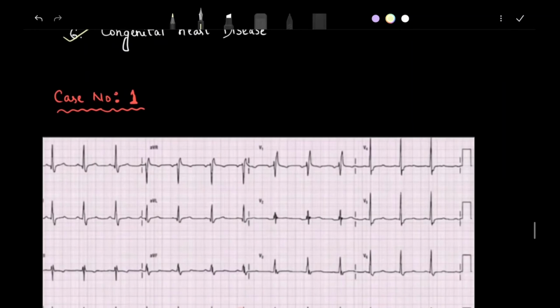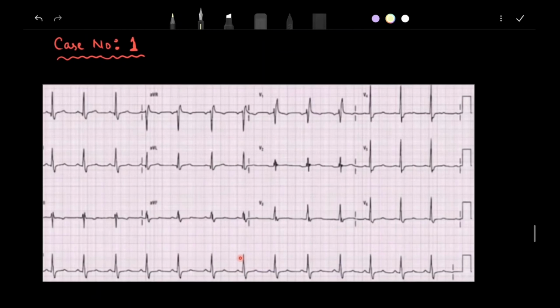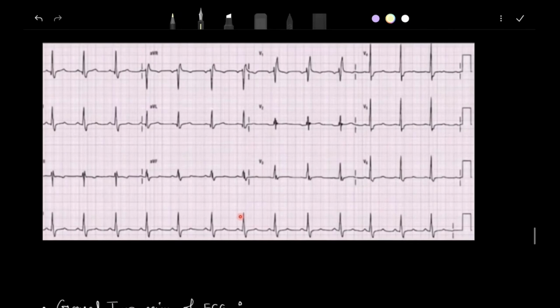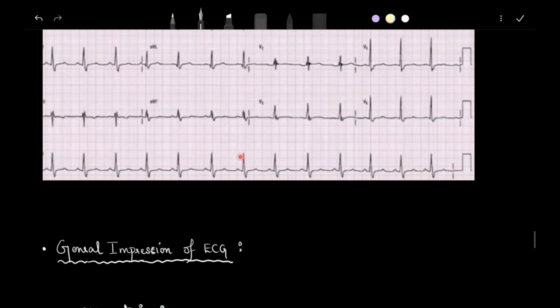So first we should understand case number one. We are seeing an ECG here, and we can solve it systematically. First, we should know the general impression of the ECG, which means that every lead is placed correctly and almost okay. So the general impression of the ECG is good.